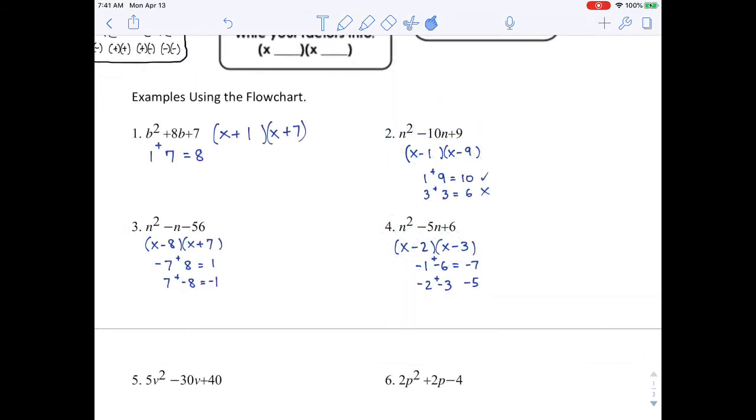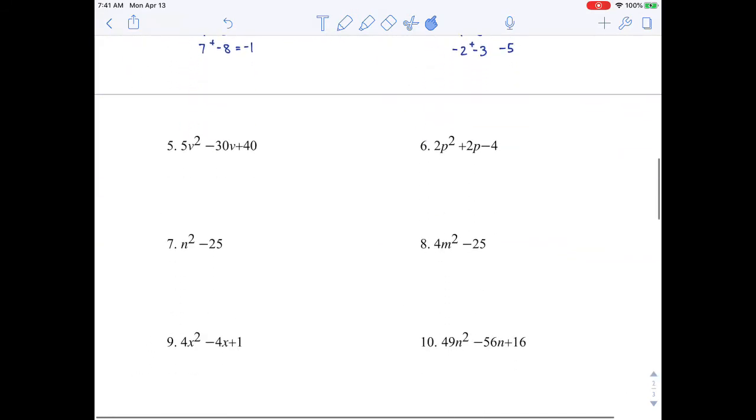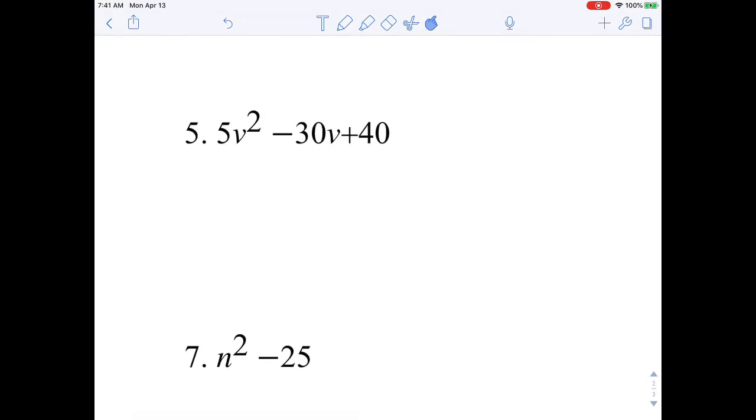Okay, moving on to the next type. Looking at our flow chart, the first thing we wanted to do is check for GCF. And how do we do that? A lot of times you're looking at this first term, and as long as there's not a 1 there, it could be factorable. And this one, now I look at all three terms, I see there's a 5, and they all are divisible by 5. So the first thing I need to do is pull out a 5.